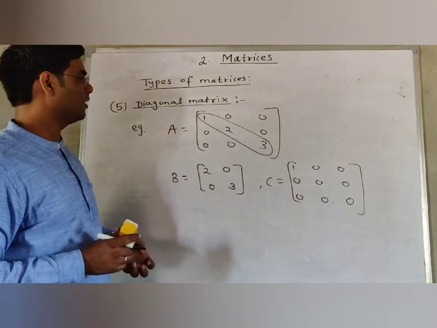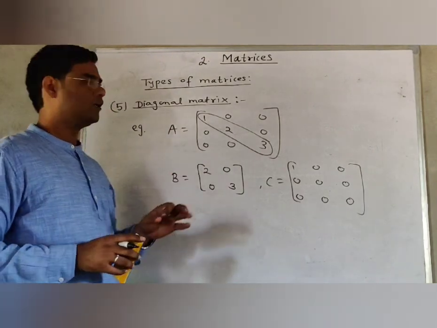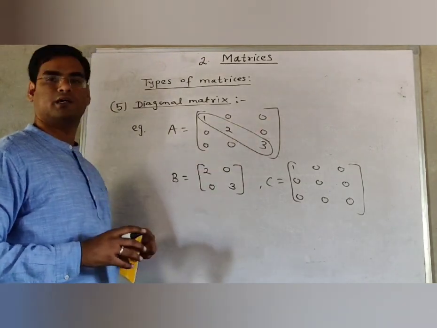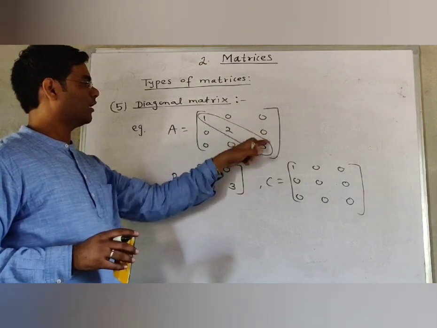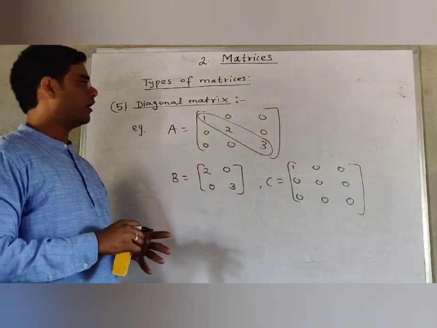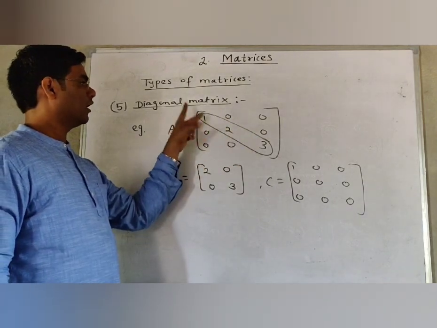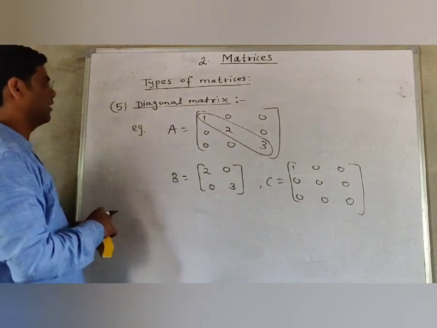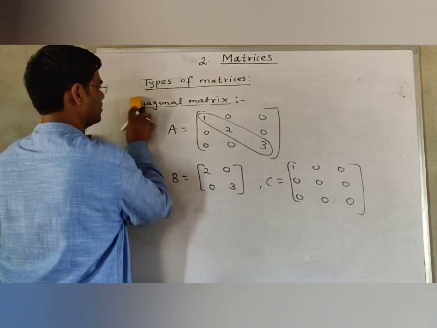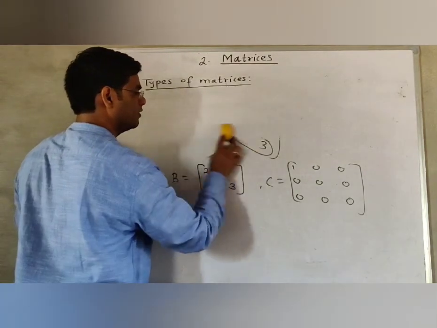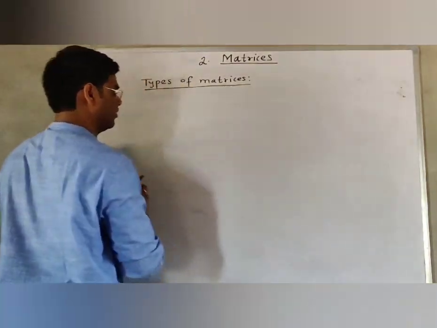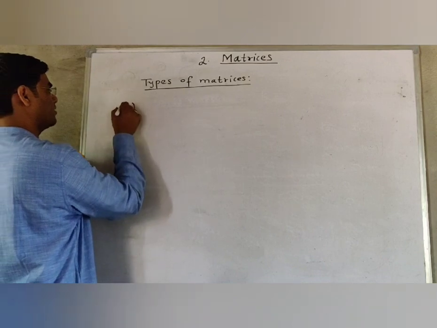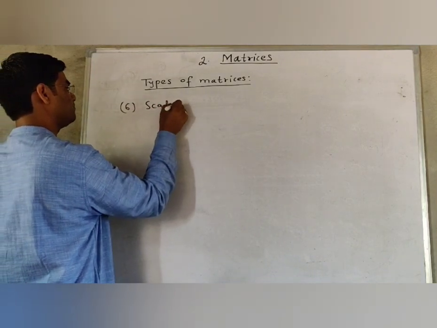So what is a diagonal matrix? A diagonal matrix is a matrix in which all the non-diagonal elements are 0 and at least one diagonal element is non-zero. Now the next type of matrices is the scalar matrix. A scalar matrix is a type of what? A diagonal matrix, we can say. The next type of matrix is the scalar matrix.